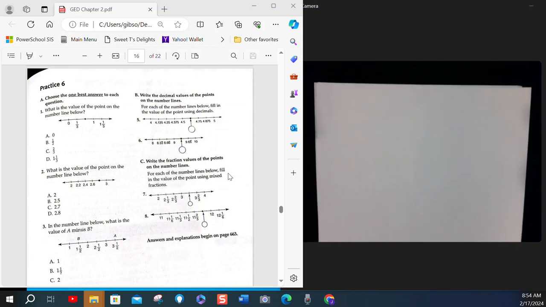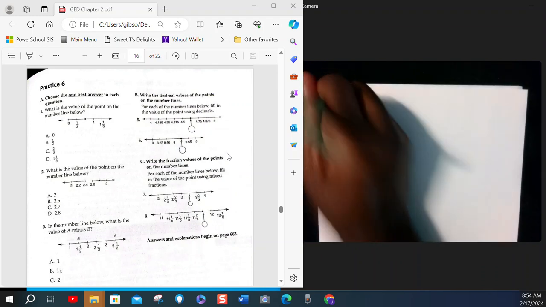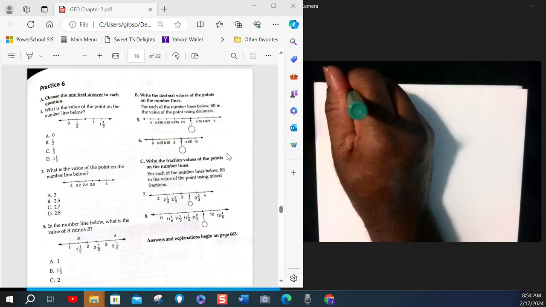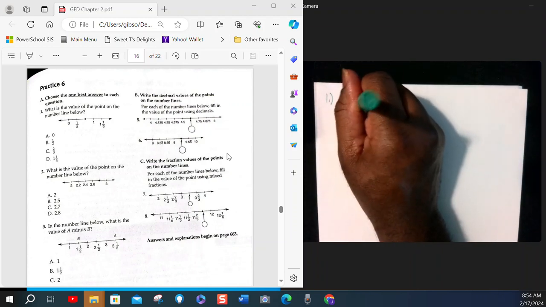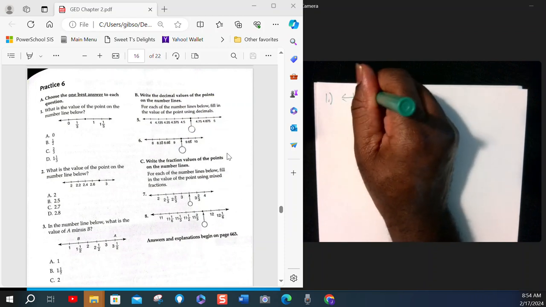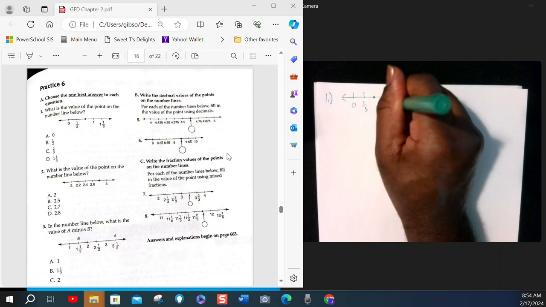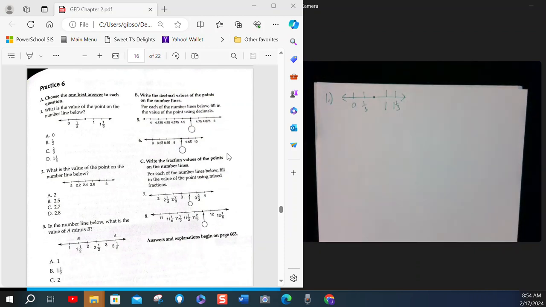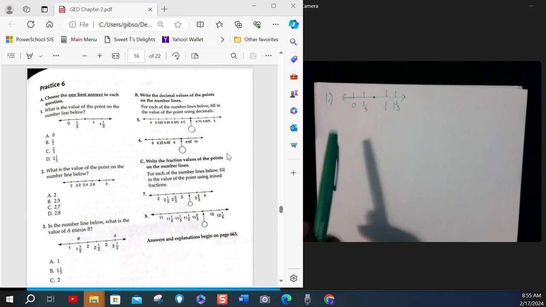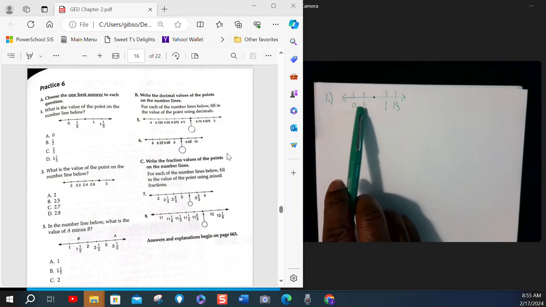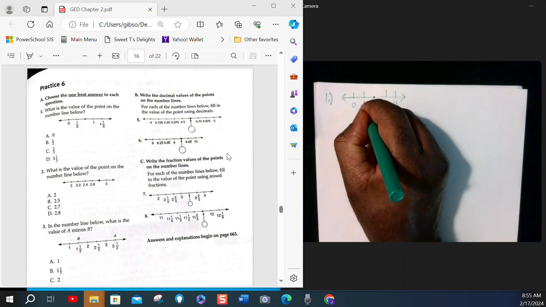So if we look here at number 1, we have our number line. So we have 0, 1/3, we got a point, then we have 1, and then we have 1 and 1/3. Okay. Now, when we look at this problem here, from 0 to 1/3, all we have to do is look for two consistent points, and then we could tell how much each one is separated.